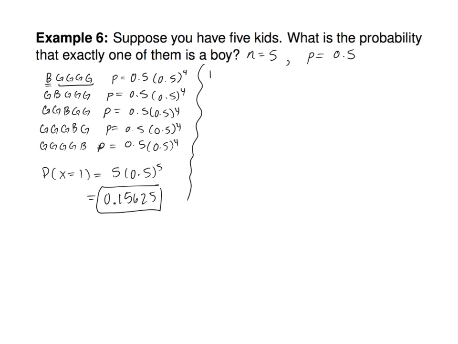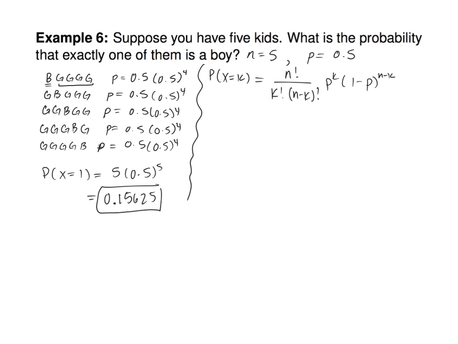I'll just write it down. P of X equals k is n factorial over k factorial times n minus k factorial, times p to the k, times 1 minus p to the n minus k. The hardest thing is figuring out what to put into these places. Once you get that, it's not that bad.